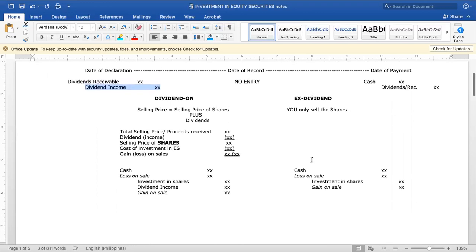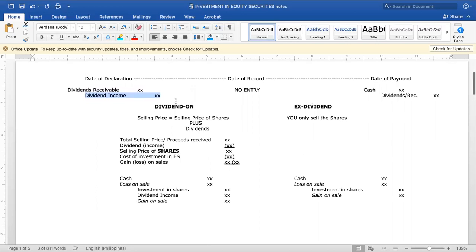Okay. So entries if you sell your shares dividend on, with accrued dividend income: debit cash, this is the total proceeds. Gain or loss on sale, isa lang ang pwede, dili pwede magsabay. So if there's a loss, debit loss on sale, then you credit the investment in shares account, this investment in equity securities, depende kung unsa ang classification, FVPL ba or FVOCI, pwede ra pod nga account ang gamiton. Then credit the dividend income, the accrued dividend income, and credit the gain on sale if there is any. And under ex-dividend, since you don't record the dividend income anymore because shares lang ang imong gibaligya, you have debit cash, credit investment in shares, so if there's a loss, debit loss, then if there's a gain, credit gain.